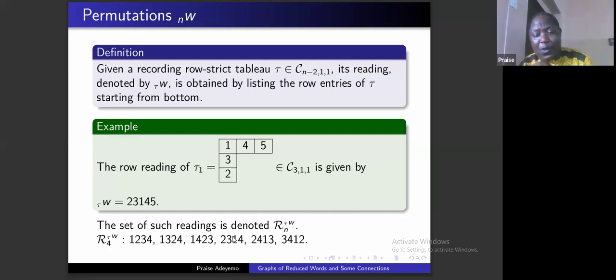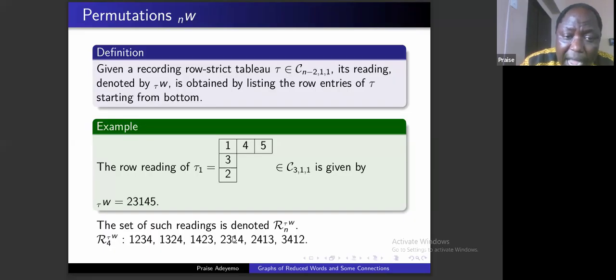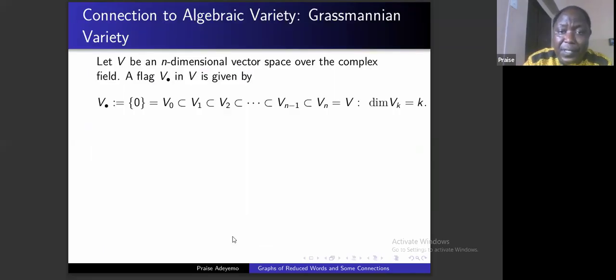And from here, making use of this reading, we now begin to look at the connections that we have. The first connection has to do with geometry. So the geometric object I want to talk about is the Grassmannian. But before I talk about the Grassmannian, I need to talk about flags. If you have a complex vector space, I will talk about a flag.